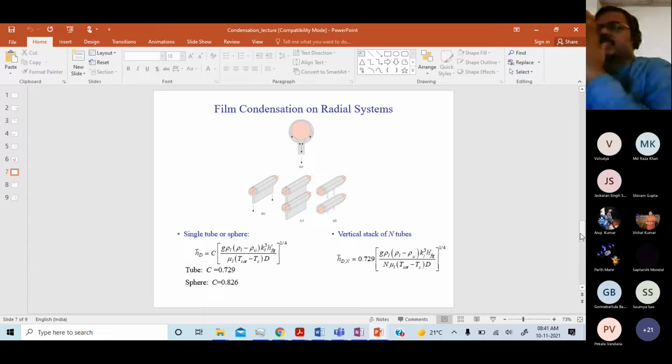For a flat vertical plate, if you know the length, you can find out the total heat transfer, the average heat transfer coefficient, which we have seen. It was exactly this expression that you are seeing on the left, and the coefficient was 0.943, right?